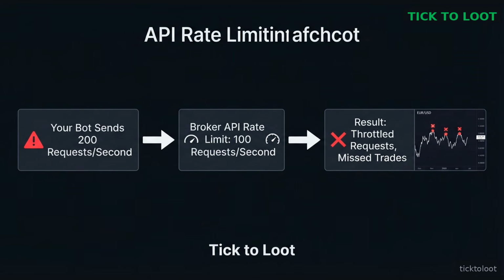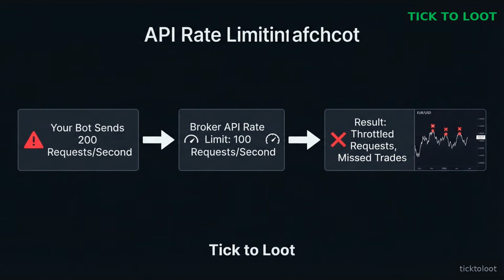Your broker, however, allows only 100 requests per second. When the bot exceeds that limit, the broker server starts rejecting the extra requests, returning error messages like rate limit exceeded. Your robot may interpret these errors as failed trades and either stop trading or, worse, keep trying and flood the server, causing your account to be temporarily blocked or even suspended.